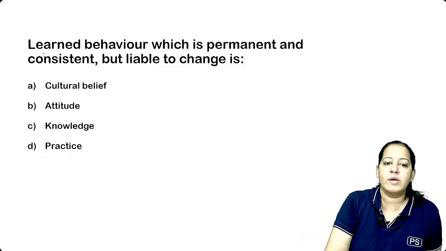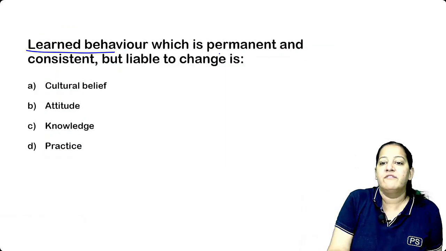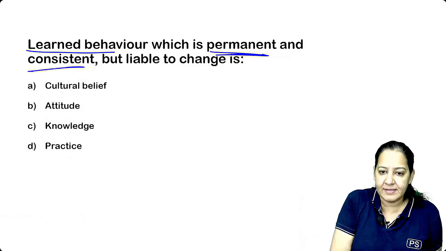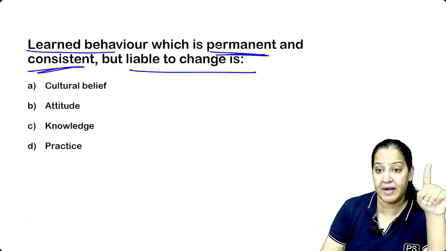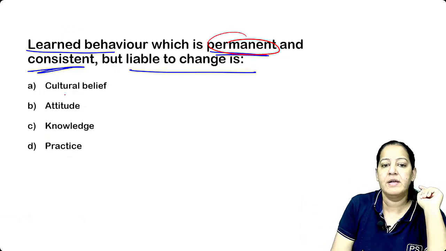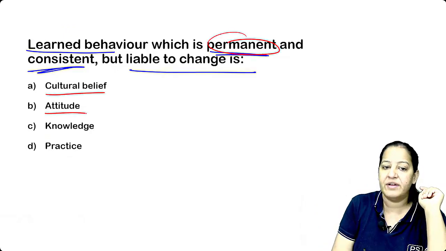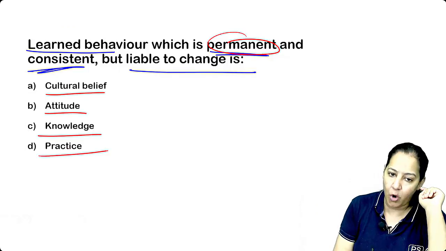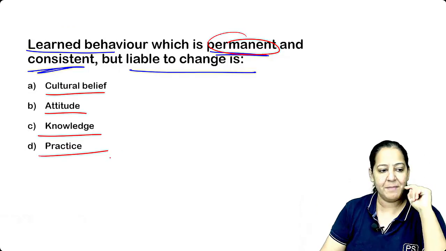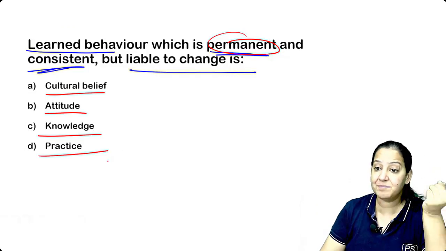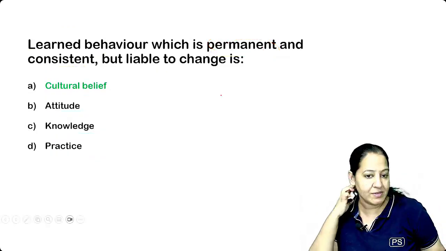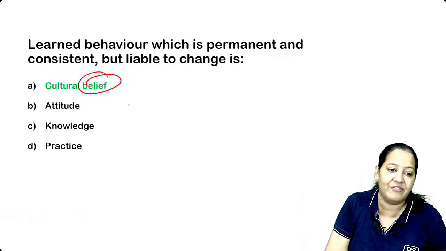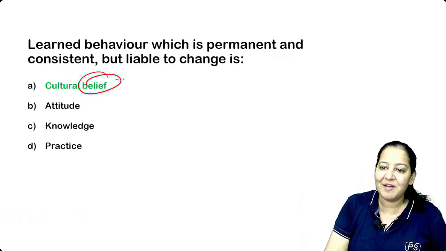Okay. The next question: what is the learned behavior which is permanent and consistent but liable to change? A learned behavior which is permanent. Tell me a permanent learned behavior. Is it a cultural belief? Is it an attitude? Is it knowledge, or is it practice? Although permanent, it is liable to change. So what is the correct answer? It's a belief. Beliefs are permanent.